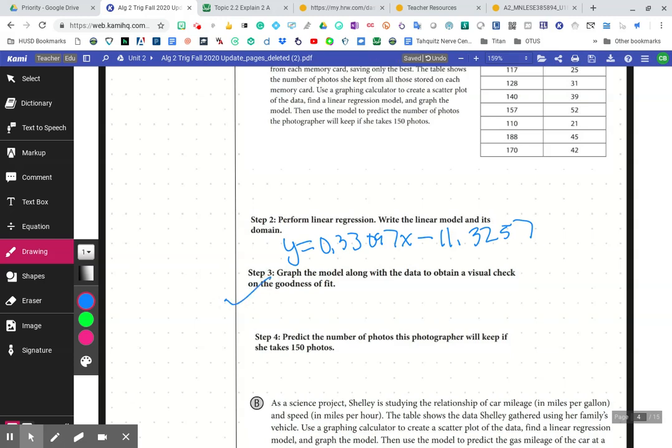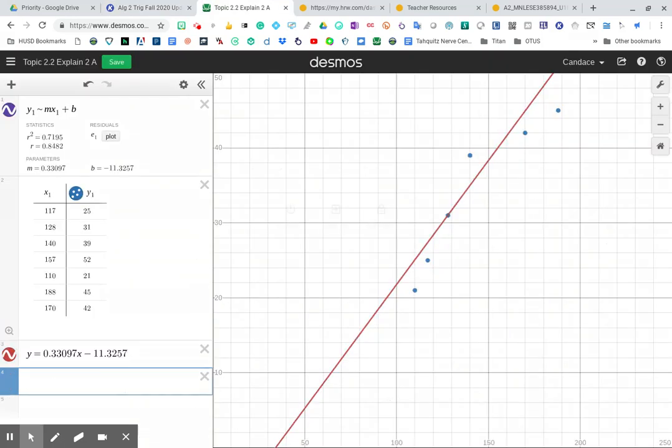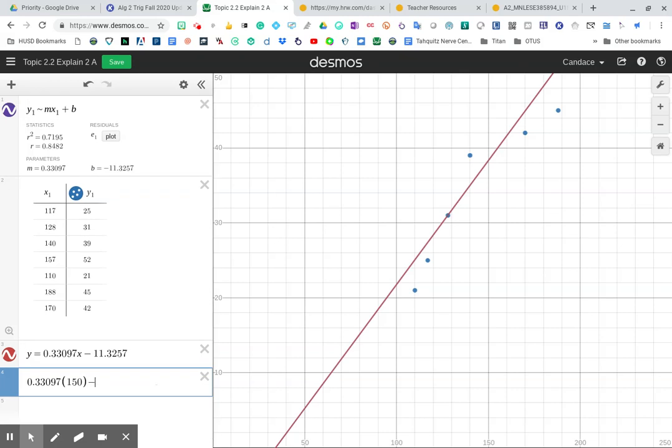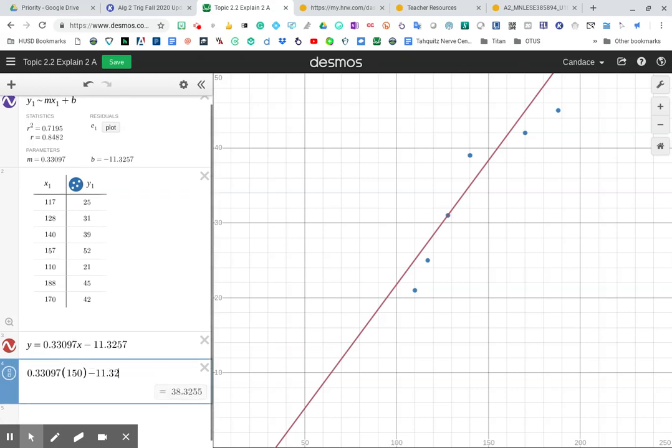We're going to now predict how many will be kept for 150 photos. So we would say y equals 0.33097, and then 150 minus the 11.3257. Well, those are some ugly numbers, so let's use decimals to do that for us. So all I'm going to do is type in 0.33097 parentheses 150 minus 11.3257, and then there's my prediction. It's 38.3198.